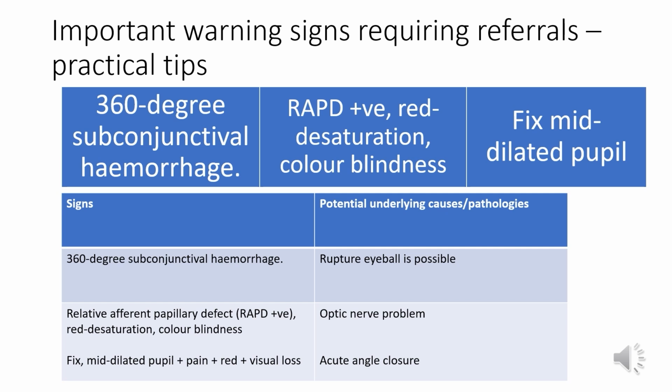Acute angle closure usually presents with a sudden onset of visual loss and a red, painful eye, so painful that the patient could actually feel sick, and you might be able to see a cloudy cornea and a mid-dilated pupil. Again, we'll get back to the details when we get to the clerkship.